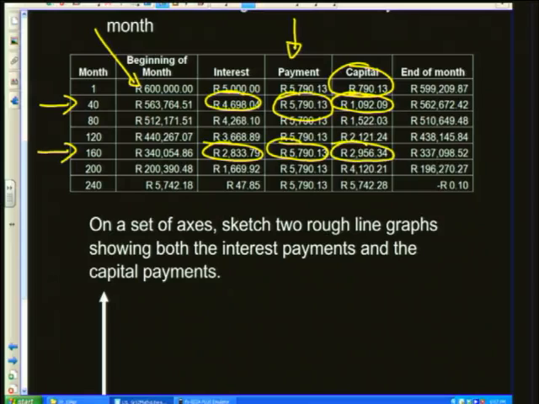Now, let's have a look what happens in month number 240. Okay. We're paying 5,790. How much of that is interest, James? 47 Rand. Only 47 Rand. How much is coming off the bond, Carl? 5,742 Rand 28 cents. Okay.